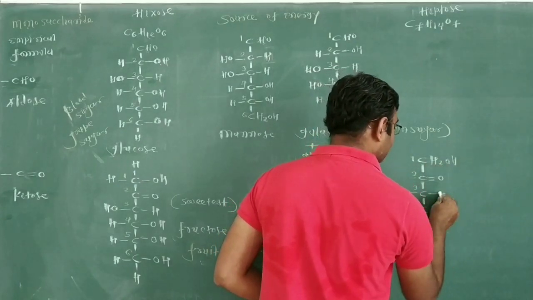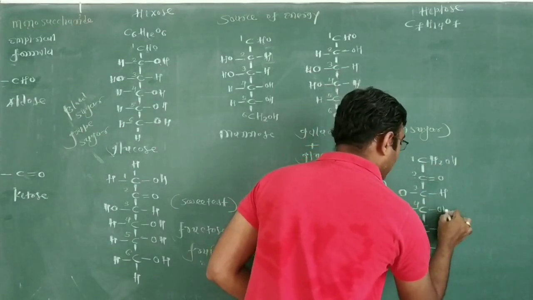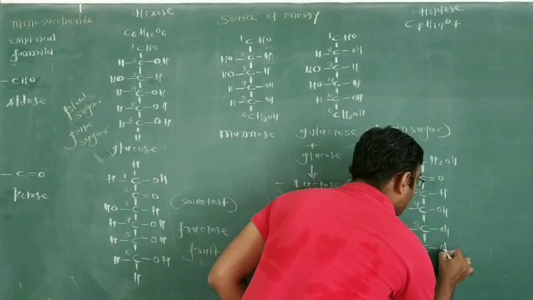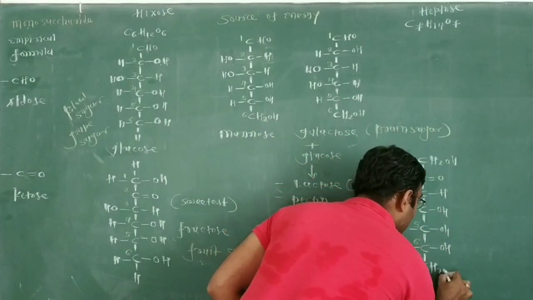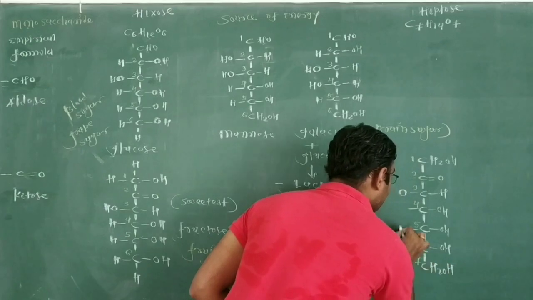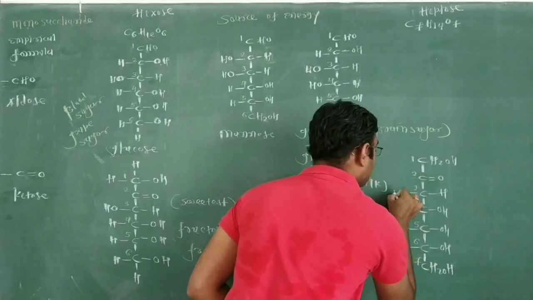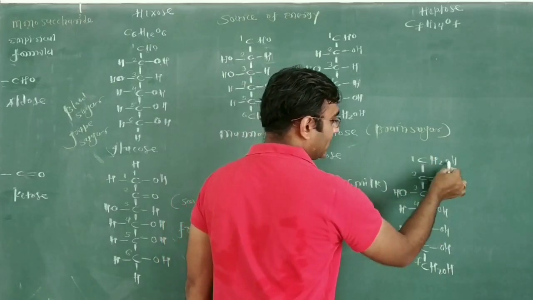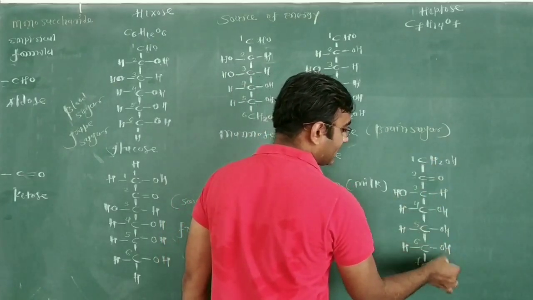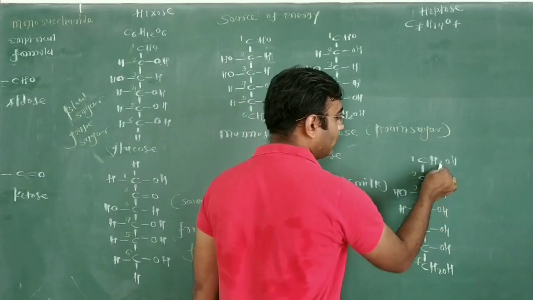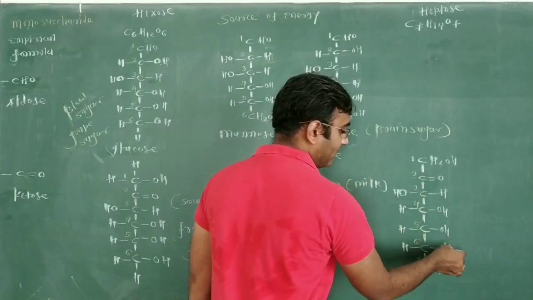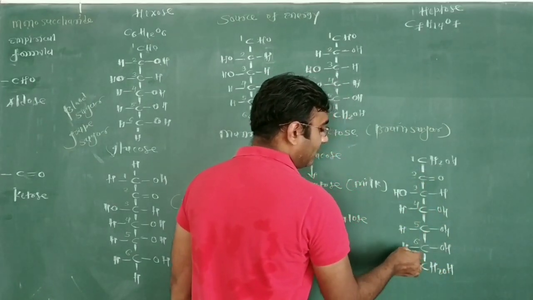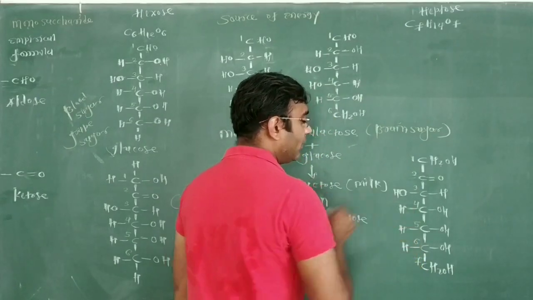CH2OH, H, OH, OH, OH. CH2OH, H, H, H, H. 7 carbon, 7 oxygen: 1, 2, 3, 4, 5, 6, 7. Hydrogen: 1, 2, 3, 4, 5, 6, 7, 8, 9, 10, 11, 12, 13, 14.